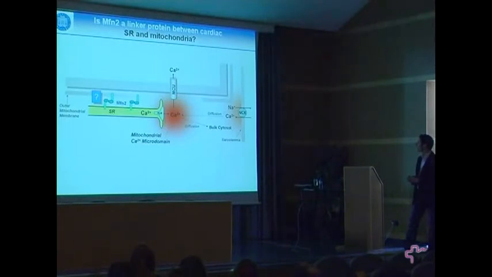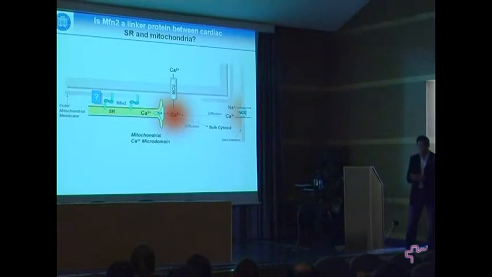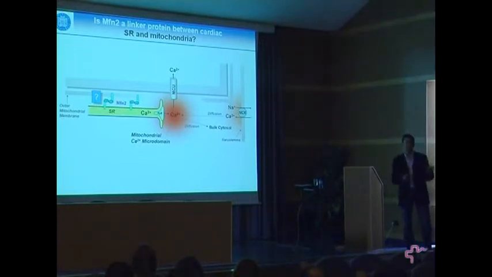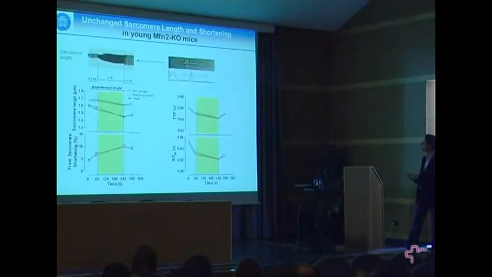Now, in a project that is going on in cooperation with Gerald Dorn, we're trying to look for the molecular determinants of such a microdomain. It has been observed in fibroblasts that mitofusin 2, MFN2, is a linker protein, in that case between the ER, the endoplasmic reticulum, and mitochondria, like a physical linker. So Gerald Dorn developed a knockout mouse that has a cardiomyocyte-specific knockout of mitofusin.